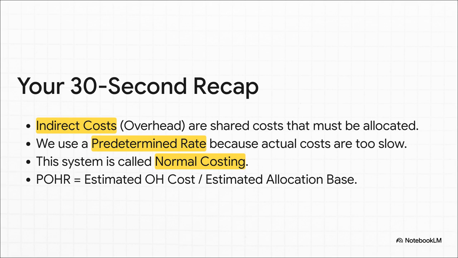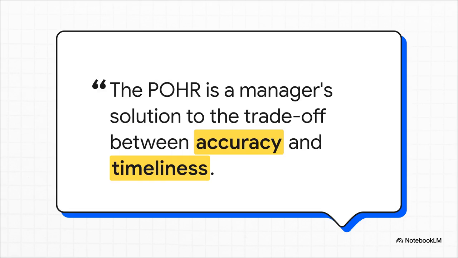Got it? Good. If you only remember one big idea from all of this, let it be this one. The predetermined overhead rate is not just some random accounting rule. It exists to solve a real-world business problem. It's how managers trade a little bit of pinpoint accuracy for a massive win in speed and usefulness.